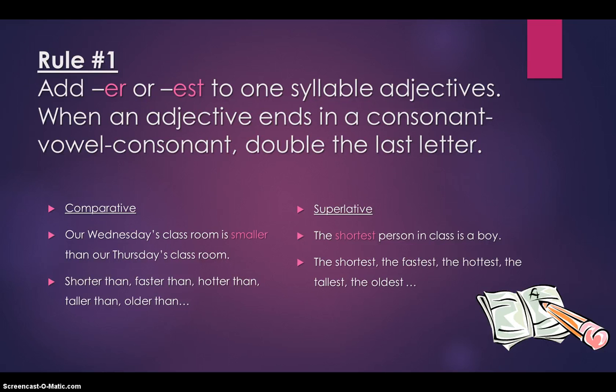The shortest person in class is a boy. We can also have for the adjectives short, fast, hot, tall, and old the comparative forms shorter than, faster than, hotter than, taller than, older than. And for the superlative forms, the shortest, the fastest, the hottest, the tallest, and the oldest.